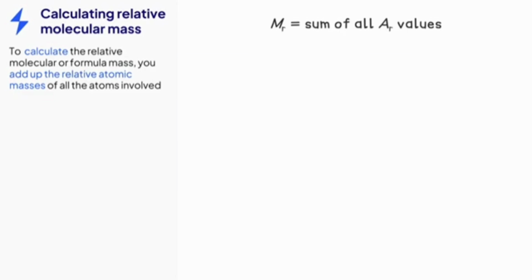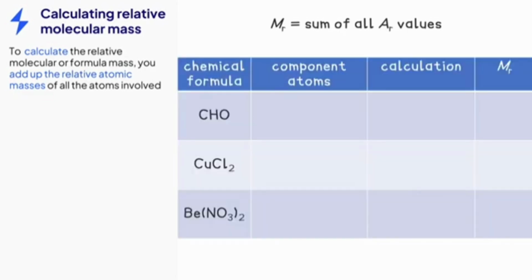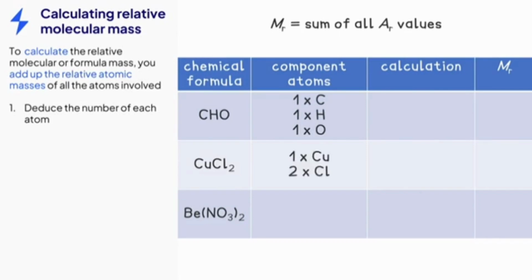We will use 3 compounds to show the process. Step 1 is to determine the number of each atom in the compound. CH4 contains 1 carbon, 1 hydrogen and 1 oxygen. CuCl2 contains 1 copper and 2 chlorine atoms, because the small 2 belongs to the element before. Be(NO3)2 contains 1 beryllium, 2 nitrogens, because the small 2 belongs to everything inside the bracket, and 6 oxygens. 3 oxygens inside the bracket, which is then doubled because of the small 2 after the bracket.